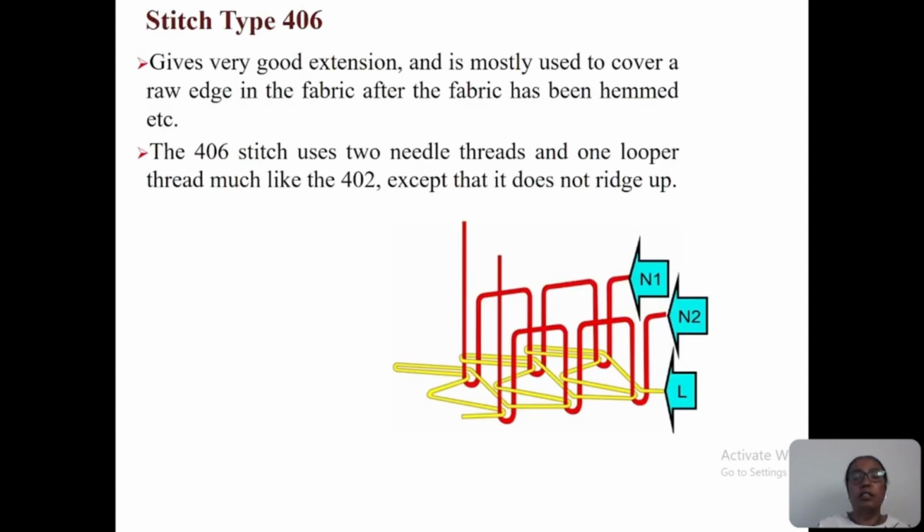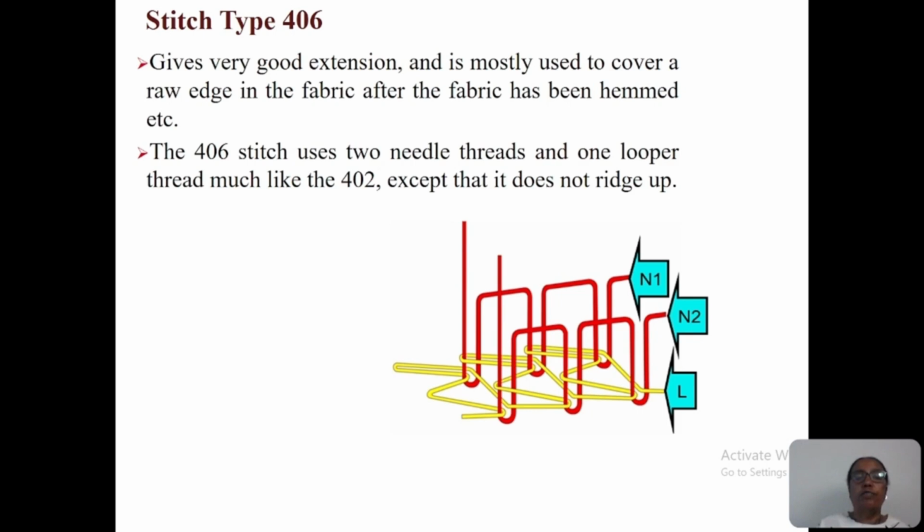Stitch 406, this one has 1 looper and 2 needles. The red part of the thread is needle 1 and needle 2. The yellow one is the looper thread. It gives very good extension and is mostly used to cover a raw edge in the fabric after the fabric has been hemmed.